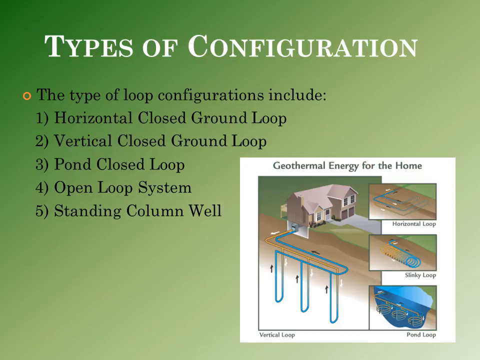There are several types of configuration that can be used in installing a system. The type selected depends on several factors such as soil type, availability of a water source, the size of the installation, and the amount of land available. Loops may be installed horizontally or vertically in the ground or submerged in water.